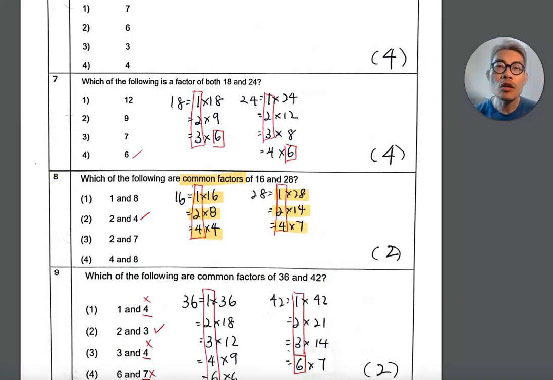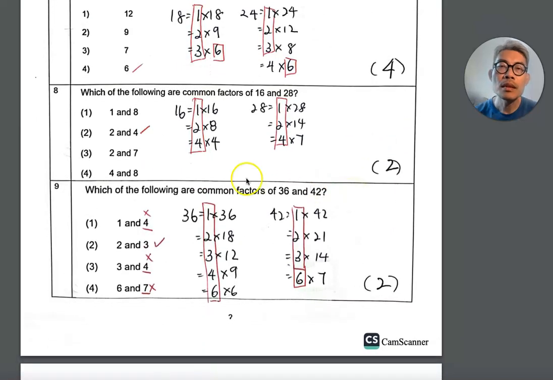And which of these are common factors? So I can see that 2 is present in both sets of working, 4 is present in both sets of working, therefore I see this as my answer.